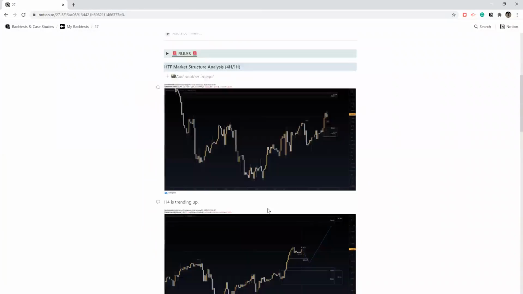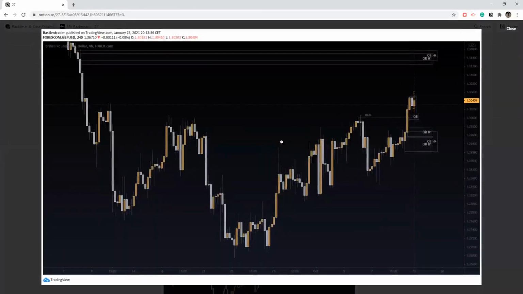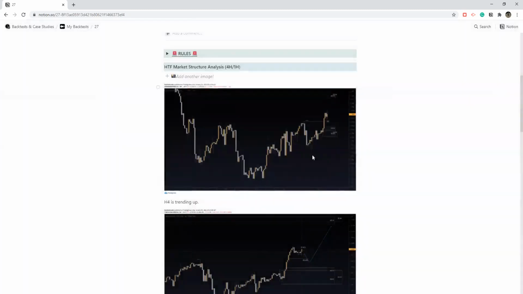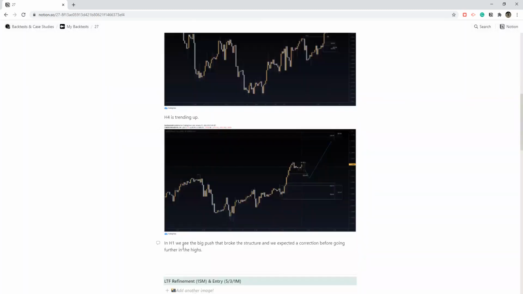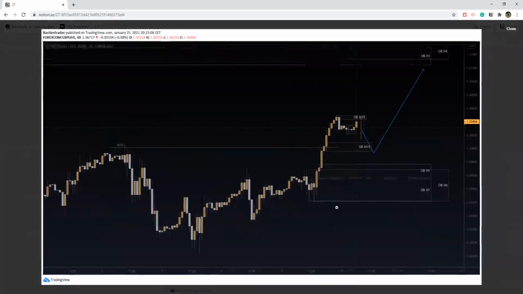Trade 27. Break of structure. Again, you have identified all the OBs right there. And we're going to be looking for a pullback. H4 is trending up. In H1, we see a big push that broke structure and we expect a correction. That's true. And we have all the OBs sitting right there. You have one OB right here, and then another one right there.